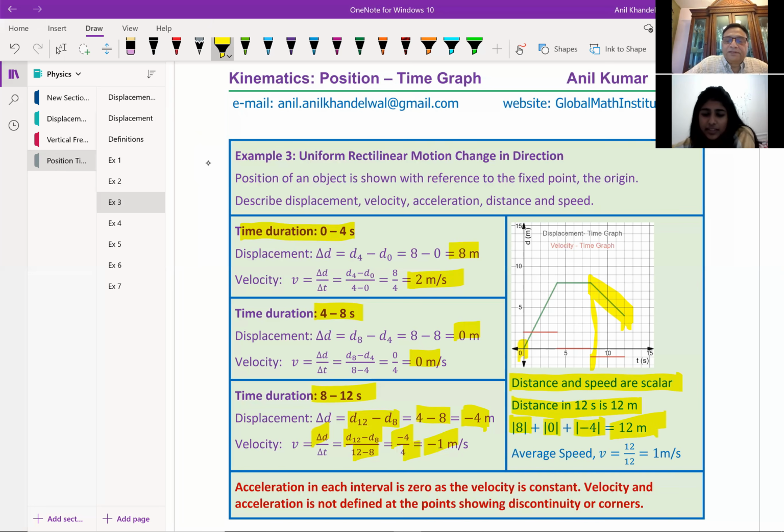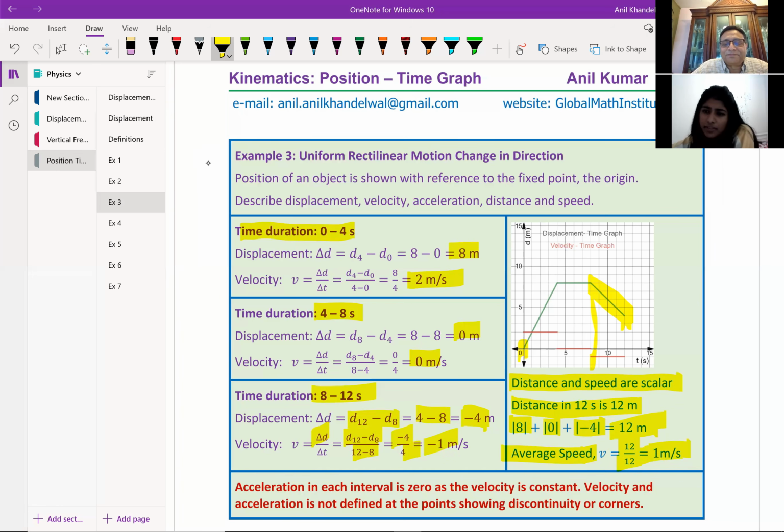So it is 12 meters, and the average speed is still 1 meter per second. Do you see that? Speed is the distance divided by time. So the total distance is 12 meters and the total time is 12. So the average speed is 1 meter per second. Do you see that part?